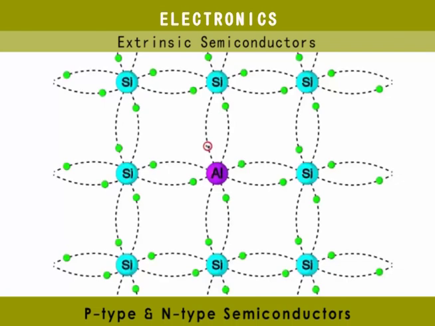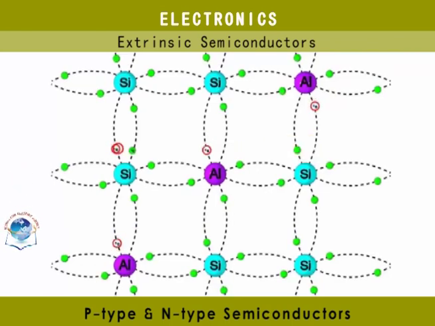A trivalent dopant atom forms covalent bonds with 3 neighboring silicon atoms. The dopant atom has no electron to share with the 4th neighboring silicon atom. Therefore, a hole is created in the lattice. Each trivalent dopant atom creates 1 hole in the crystal lattice of the semiconductor.